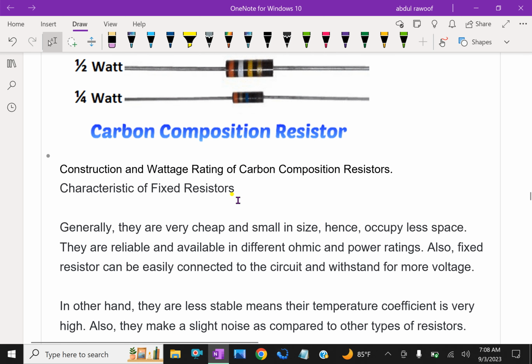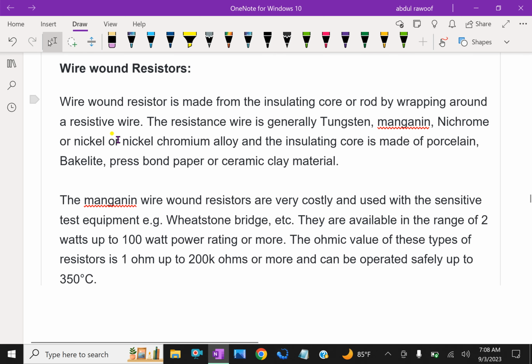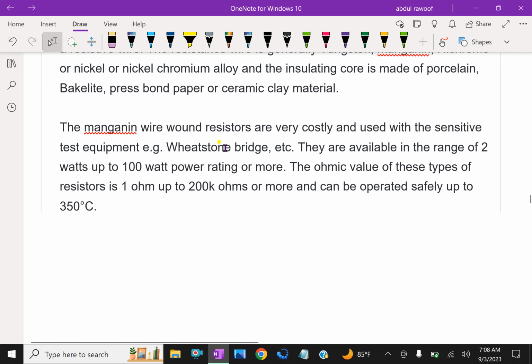Wire wound resistors. A wire-wound resistor is made by wrapping a resistive wire around an insulating core or rod. The resistance wire is generally tungsten, manganese, nickel or nickel-chromium alloy, and the insulating core is made of porcelain, bakelite, press-bound paper or ceramic clay material. The manganese wire wound resistors are very costly and used with sensitive test equipment like, for example, a Wheatstone bridge. They are available in the range of 2 watts up to 100 watts power rating or more.